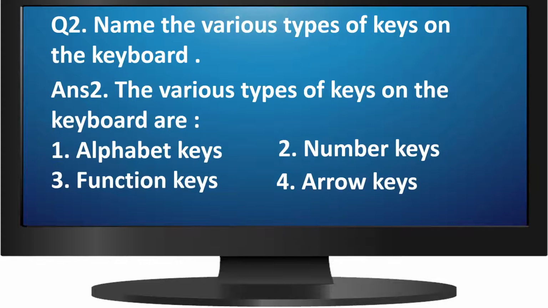Number 4 is arrow keys. The keys marked with up, down, right and left arrows are known as arrow keys. They are used for moving the cursor on the screen. They are also known as cursor control keys as they control movement of the cursor on the monitor.